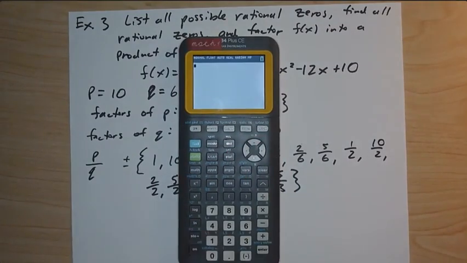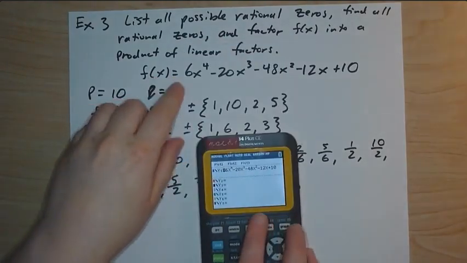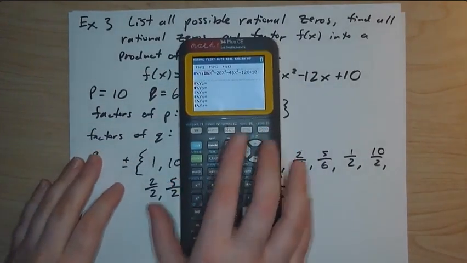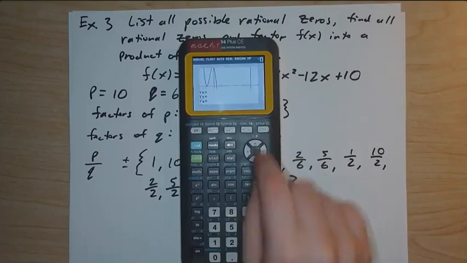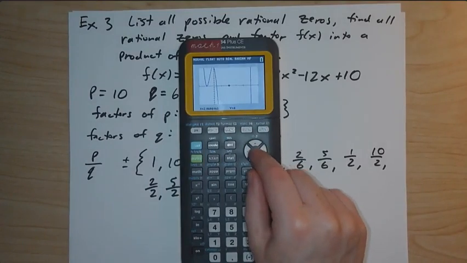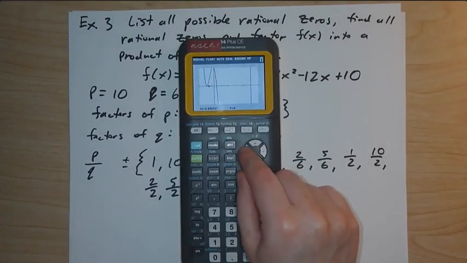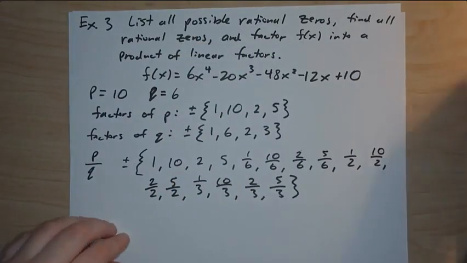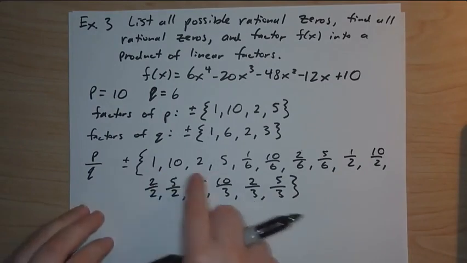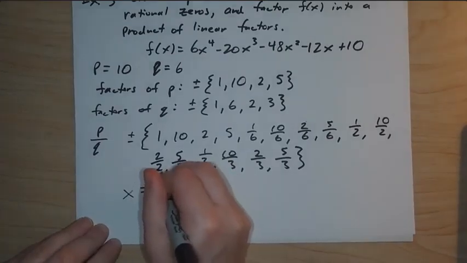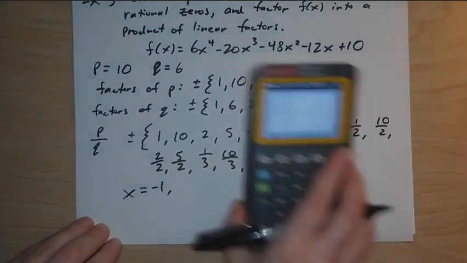So, going to your graph, you're going to press y equals, and you're going to insert this function, 6x to the fourth, and so on, into your y1. And then you're going to press graph. So we see that we have 3 zeros. You can use your cursor to look at what those are. We have a zero at x equals -1, which again is a possible factor here.